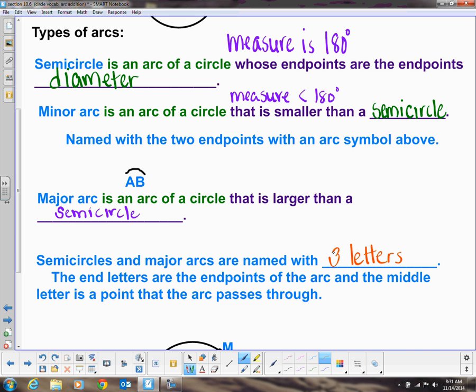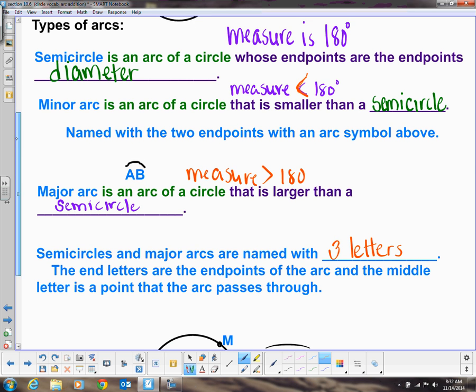Yes? I have a question. So a major arc is an arc of a circle that is larger than a semicircle. So that means it's more than 180. Correct. But then on minor arc, you put measure is greater than. That's less than, less than 180. That's a less than sign. This measure is greater than 180. That's the greater sign. Oh, okay.